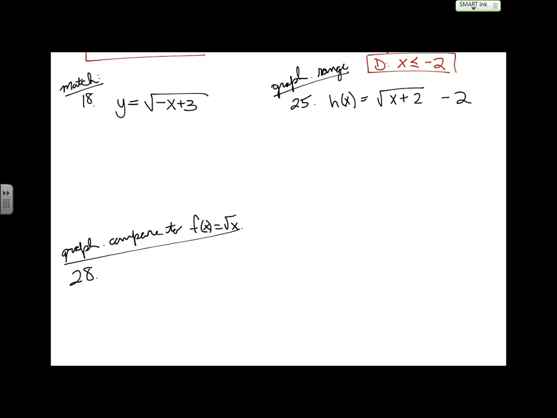Now, number 18 was a matching problem, which those are kind of hard, unless you realize, well, wait, if I got the graph, shouldn't I be able to match it to which one's right? Okay, so let's review real quick, because the last three problems say graph. How do I start graphing a radical equation?